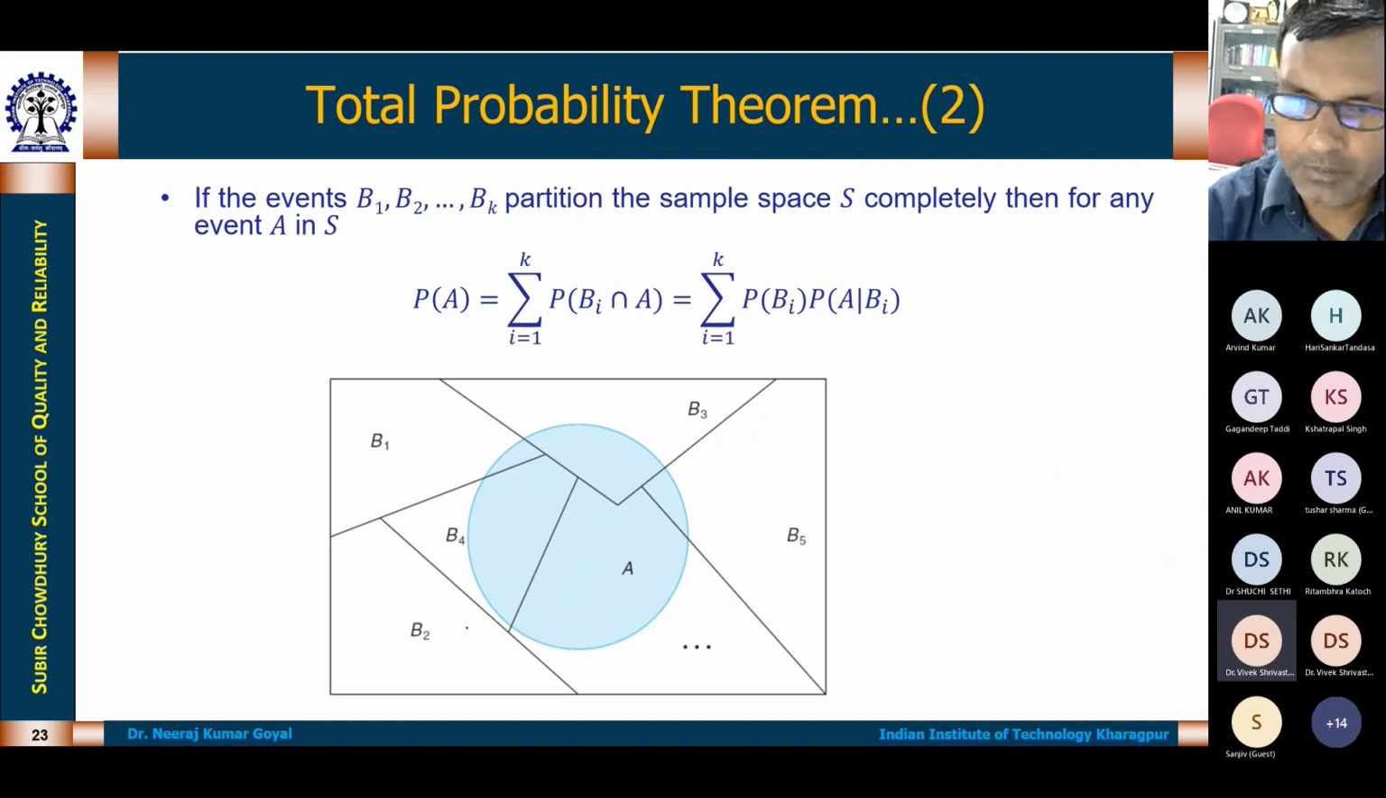Similarly, if we have multiple events, like here 5 events are there, or k number of divisions, then for each one I can take the combined intersection probability and sum, and we will get the event of A. Or I can take the conditional probabilities, the probability of Bi multiplied by the probability of A given Bi. If I sum it up, I will get the probability of A.